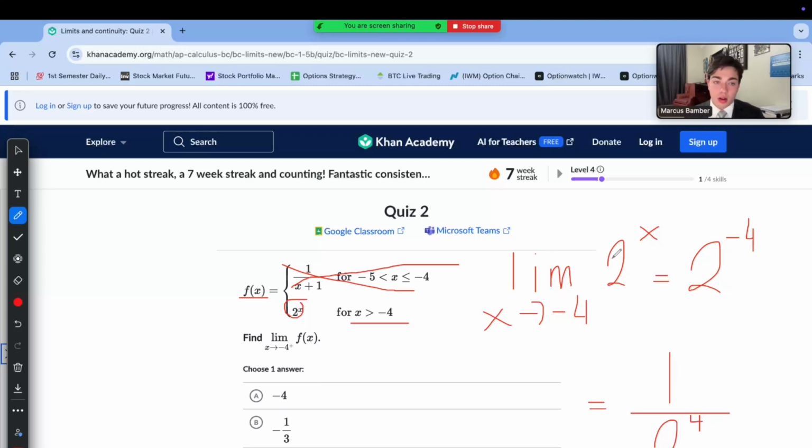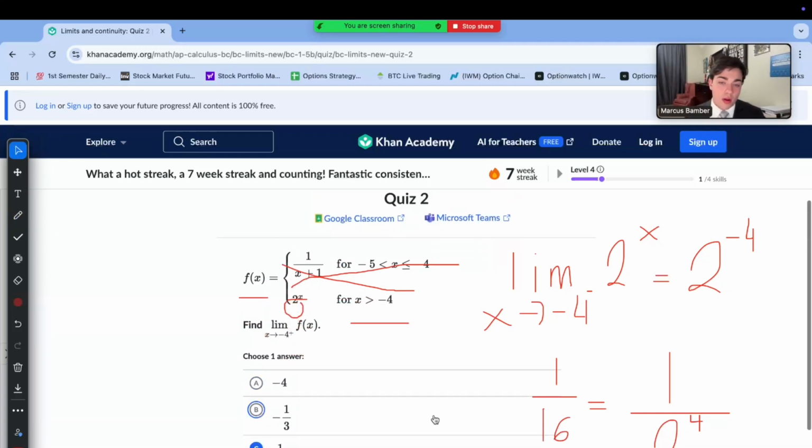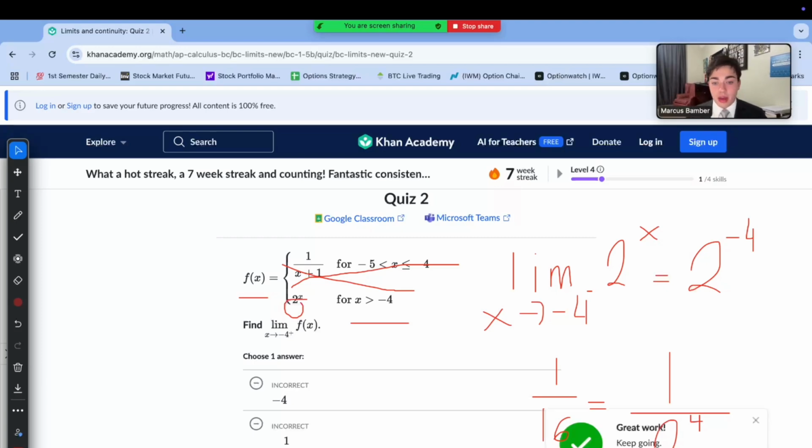So that means the limit of 2 to the power of x, or f of x, as x approaches -4 from the right, we're just left with 1 over 16. Which is the answer here. We don't have to worry about the limit not existing. Once again, we are only analyzing that one-sided limit here.